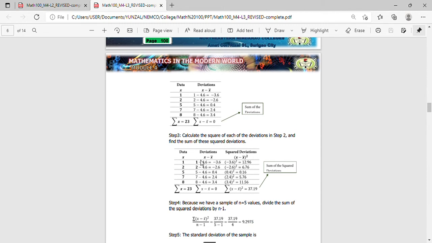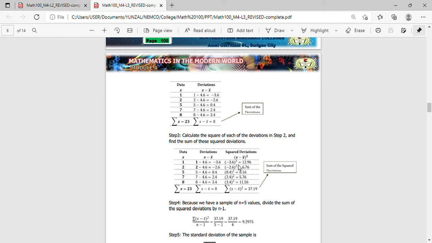Step 3. Sa ibuhaton sa step 3, calculate the square of each of the deviations in step 2 and find the sum of these square deviations. First, katong ato answer na nakuha, ato siya i-squared. So, ato answer is negative 3.6 squared. Unsay pasabot sa square? You will multiply negative 3.6 sa iyang kaugalingon ka duha. So, negative 3.6 times negative 3.6, that's 12.96.